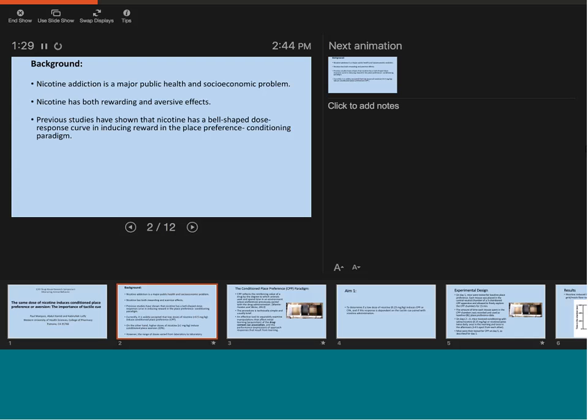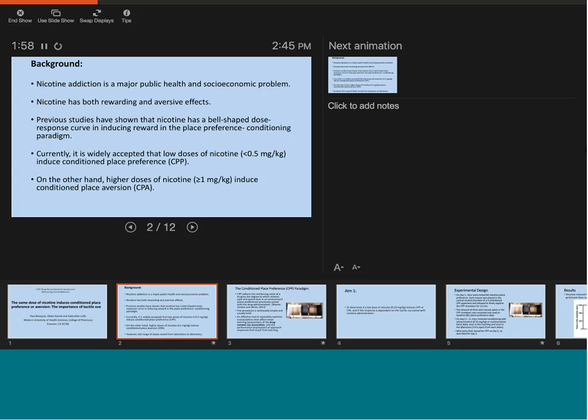With nicotine being both rewarding and aversive, previous studies have shown a bell-shaped response, meaning that from low doses to higher doses you get a peak response, and then a tailing off, a lesser response, with higher doses. So what happens in the laboratory? It's widely accepted right now that low doses of nicotine produce conditioned place preference, where an animal shows preference for the drug-paired environment. On the other hand, higher doses of nicotine have been shown to be aversive, CPP versus CPA, and we'll talk about that next.